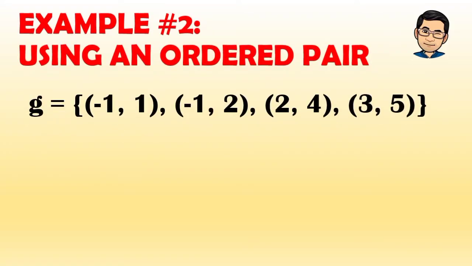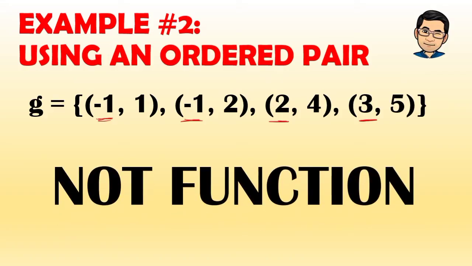Let's have the second example, using an ordered pair again. So, ito yung given natin: negative 1, 1; negative 1, 2; 2, 4; 3, 5. So, again, the first step, tignan muna natin yung ating mga x values. So, negative 1, negative 1, 2, and then 3. So, kitang-kita nyo naman yung negative 1, dalawang beses siya lumitaw. So, kapag ganon, we can consider it as not function. Tandaan nyo, for every x value, nagko-correspond lang siya sa isang y value.